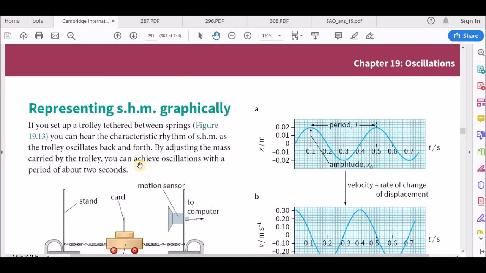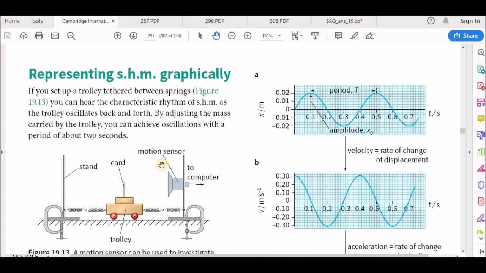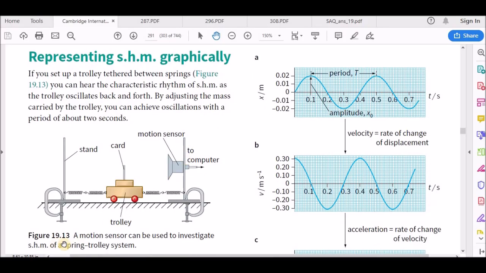Okay, so the next one is representing simple harmonic motion graphically. Now you can see the spring mass system. If you set up a trolley tethered between springs, here are two sets of springs. Figure 19.13: a motion sensor can be used to investigate simple harmonic motion of a spring trolley system. The trolley has a mass, so we can also call this a spring mass system. Now you can see there is a card on top.